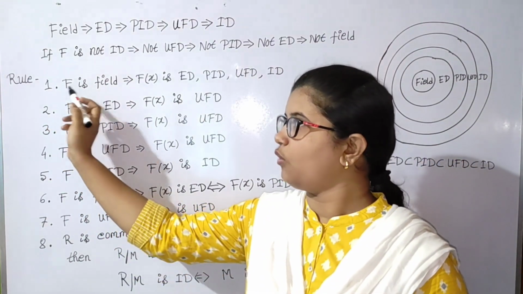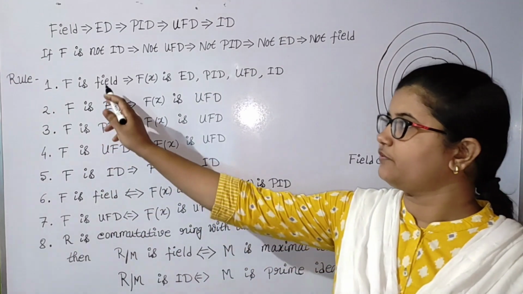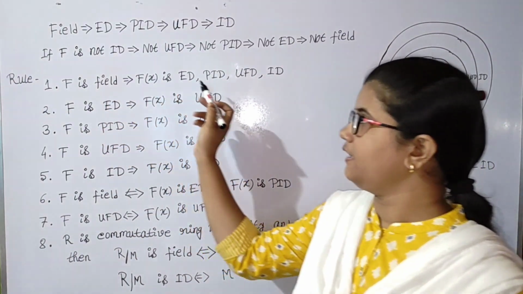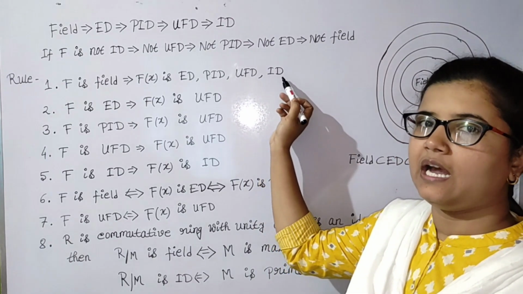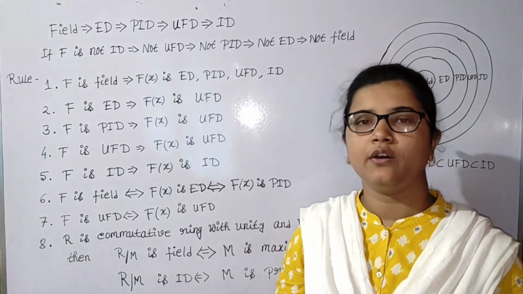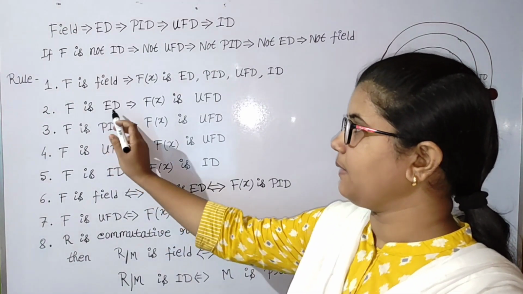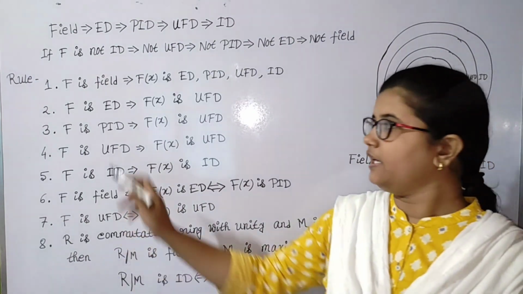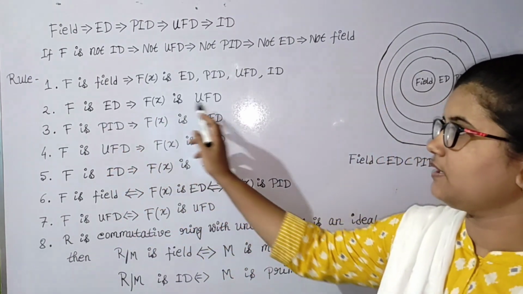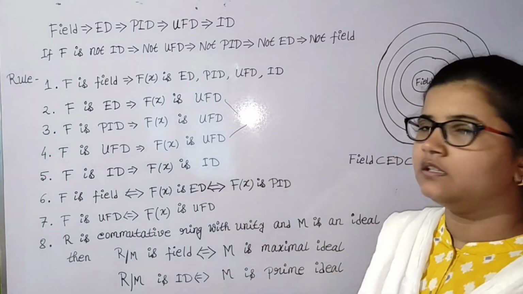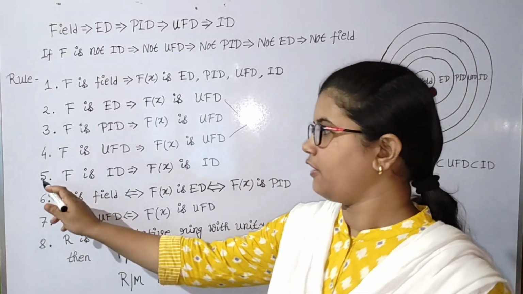And the rules. One: if F is a field, then F[x] is ED, PID, UFD and ID. F[x] is not a field, though. If F is ED or F is PID or F is UFD, in these three cases F[x] will be UFD.